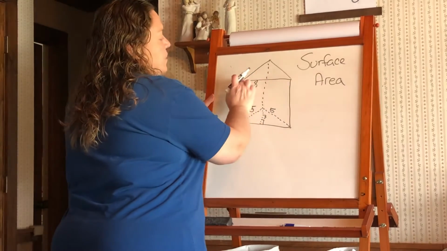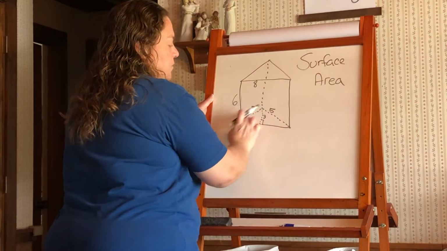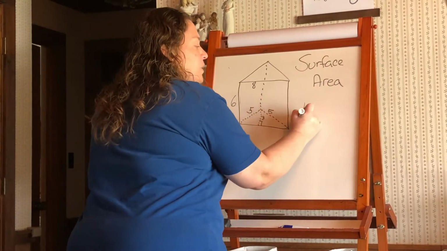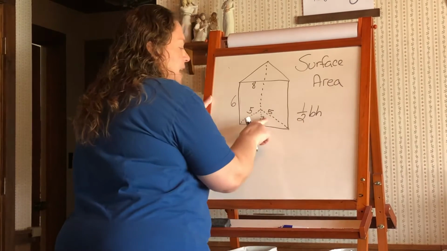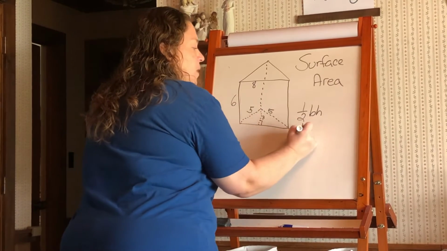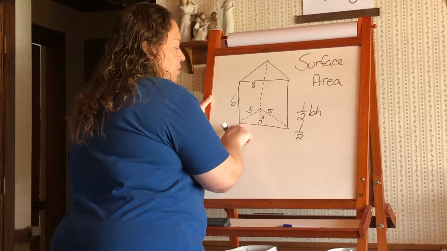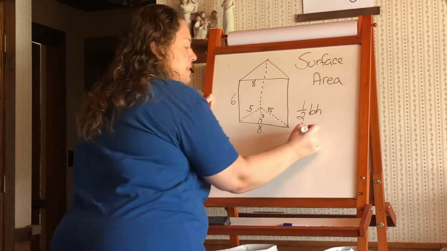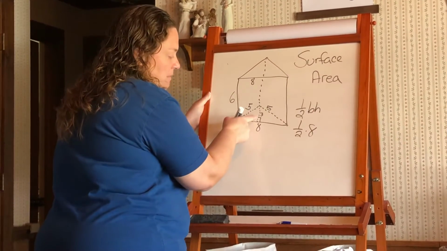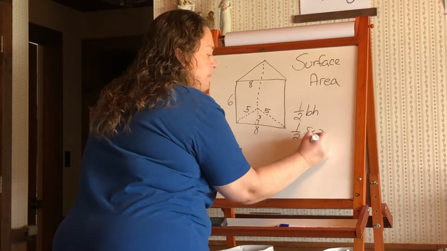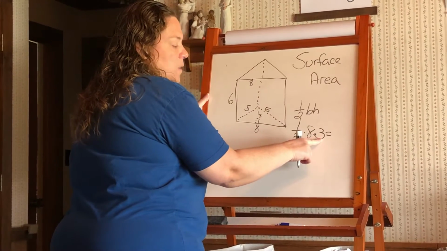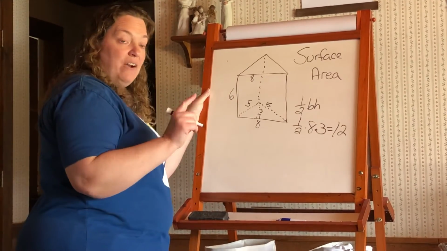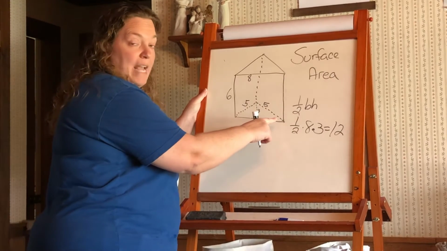We know the bases are triangles. So to figure out the area of that triangle, we do 1/2 the base times the height of the triangle. So we have 1/2 the base, which is this line. We know this line matches it, so if that's 8, this is going to be 8, times the height of that triangle, which is 3. That gives us 8 times 3 is 24, divided by 2 is 12. That is the area of just one triangle.